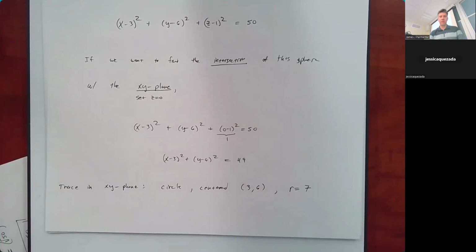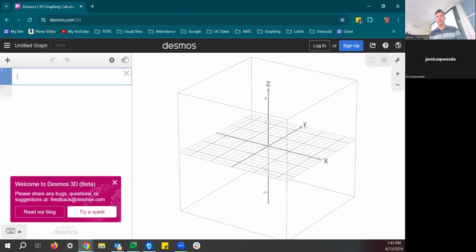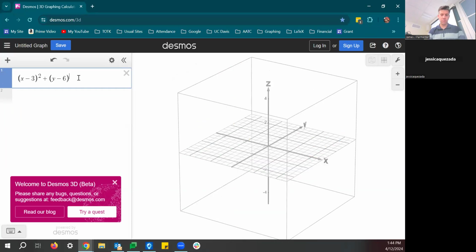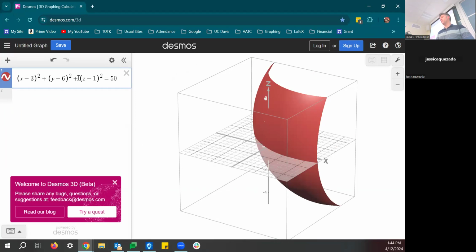And I do think it's nice to see what this looks like. So let's graph our sphere real quickly here. Not too terrible. So our sphere is just (x minus 3) squared plus (y minus 6) squared plus (z minus 1) squared. I might have wanted to pick a center that was a little bit closer to the origin. That's going to equal 50. If you can't see, oh, there, so there's part of it.